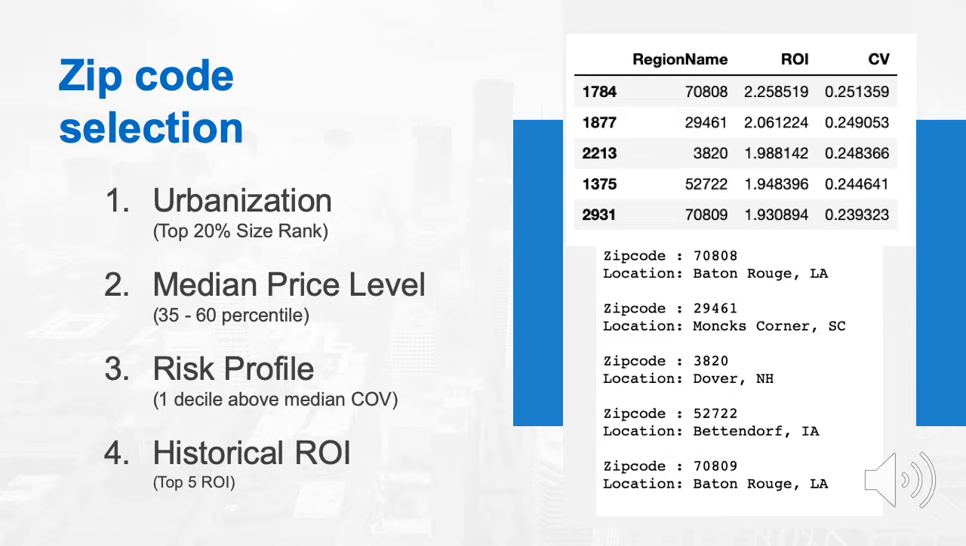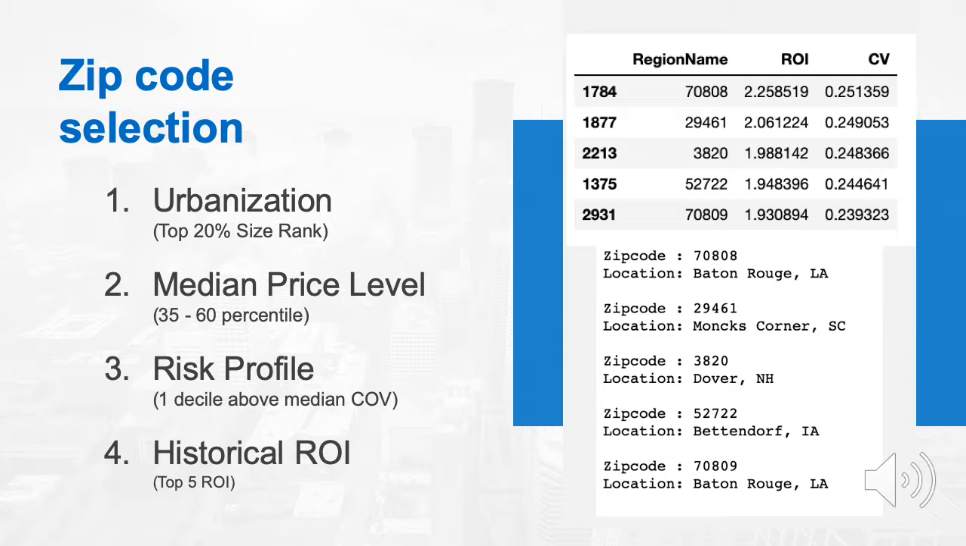The zip codes were filtered according to urbanization. The zip codes selected for this step were the top 20% in the size rank. After that, I selected the zip codes with an average 1 year, the last year's average median price, to reflect the prices that we're most likely to encounter now, which is between the 35th and 60th percentile.